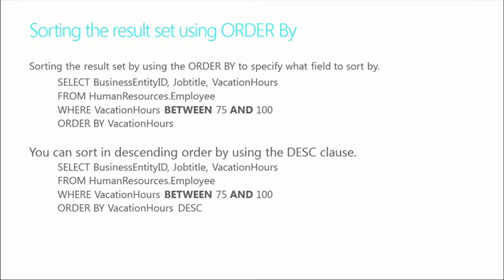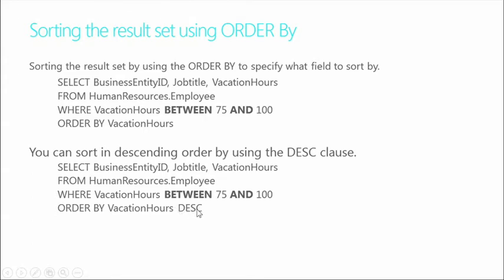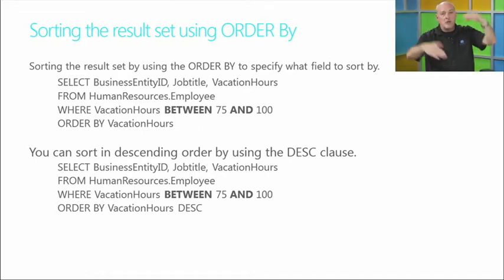You can reverse that. I used the same exact command on the bottom of the slide here. On the reverse of it, all I did is add this DESC, short for descending. So now instead of seeing 75 at the top of the display down to 100, I'm going to flip that and see 100 down to 75. So it gives me an opportunity to sort and decide what order I want to sort them.